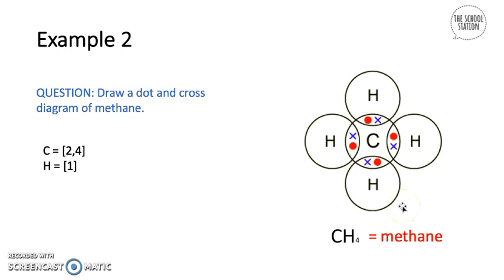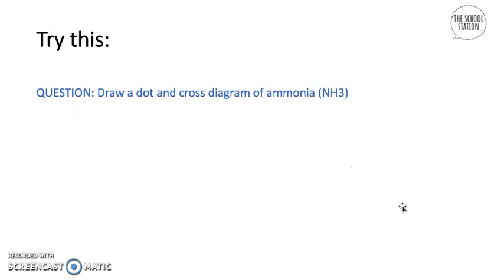I hope you guys have understood, because now I want you to try out a question. This question is to draw a dot and cross diagram of ammonia. Over here we've already been provided with the formula: ammonia is NH3. I want you guys to pause this video and have a go. Make sure to remember the facts we've learned today, and go back and look at the examples if you're stuck. Alright guys, hope you have tried out the question, and here is the answer.